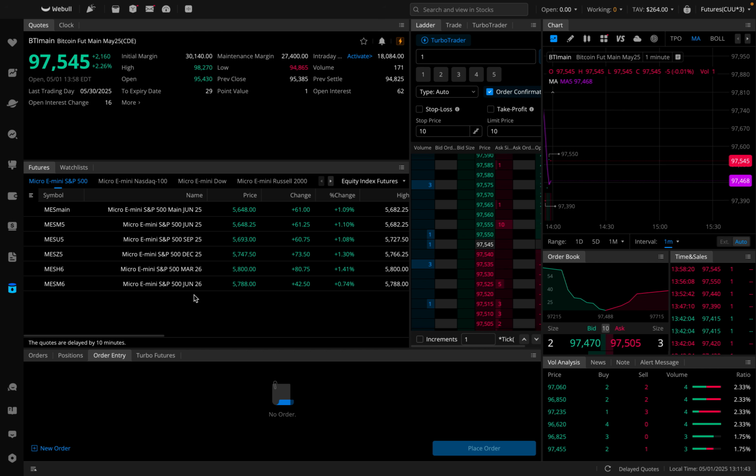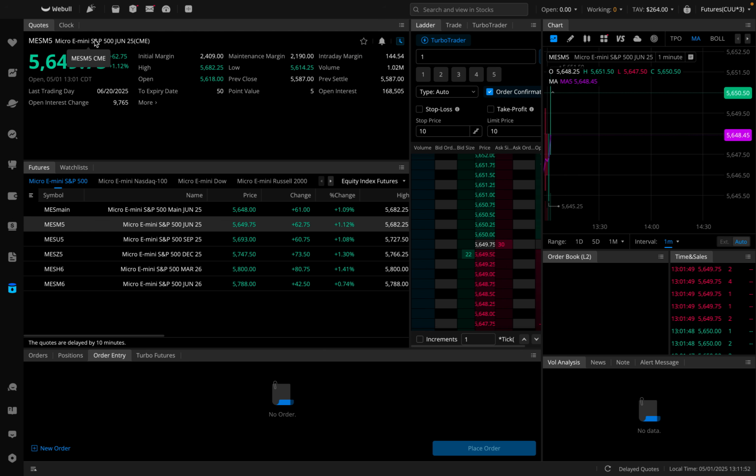Now next, let's talk about margin very quickly. Let me click on this contract here. Notice up here, it's switched over to that contract. Again, we have MES, which stands for Micro E-mini S&P 500, M, which stands for expiring in June, and 5, which stands for expiring in 2025. Here we can see the price, and a lot of other information in here.